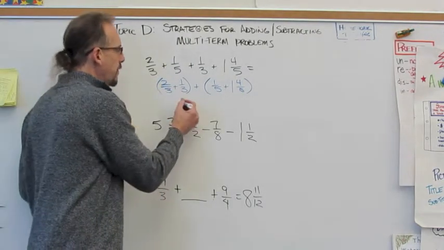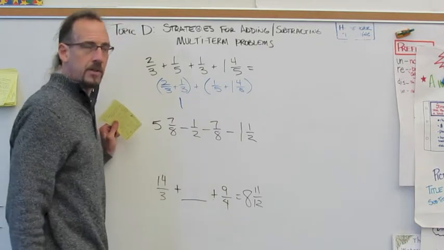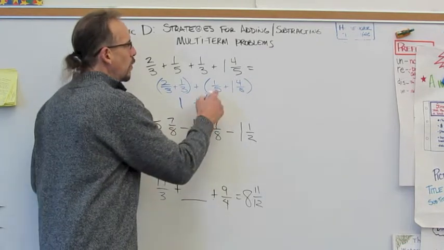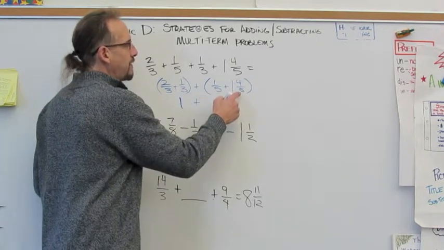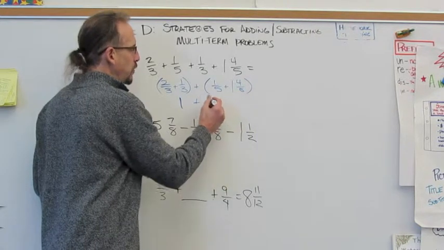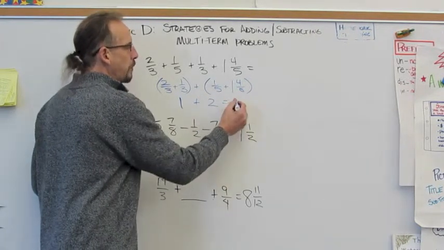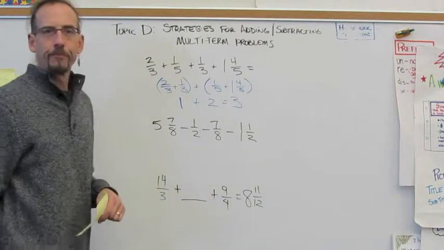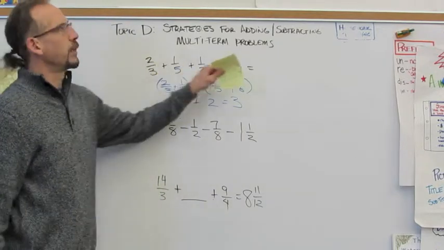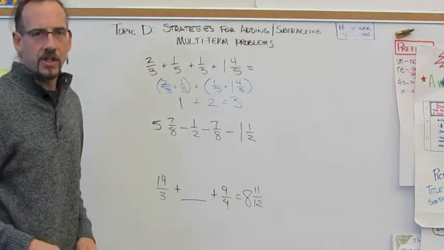2 thirds plus 1 third is 3 thirds, which is 1. 1 fifth plus 4 fifths is 5 fifths, that's 1, plus 1 is 2. And this simply becomes 1 plus 2, which is 3. Much easier than when we look at it up here, once we reorganize the units.